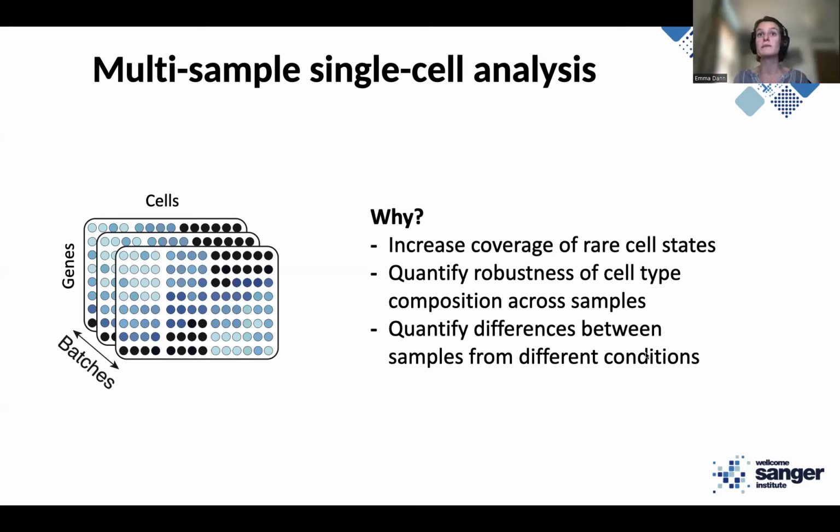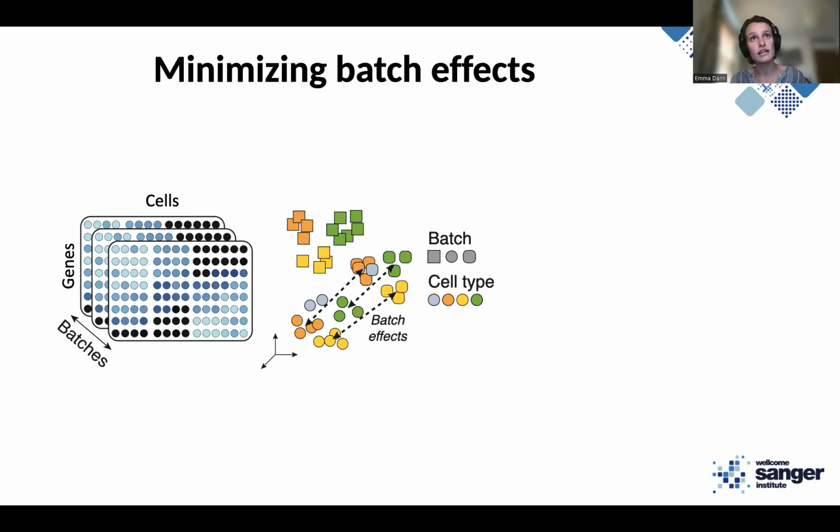And then we want to be able to quantify differences if we have samples that come from different conditions, for example, samples from a healthy patient and samples from a diseased patient. The problem with working with a lot of samples together is that there's often batch effects. And what I mean by batch effects is that essentially cells that come from the same sample that have been profiled together are more similar to each other than cells of the same type from another sample.